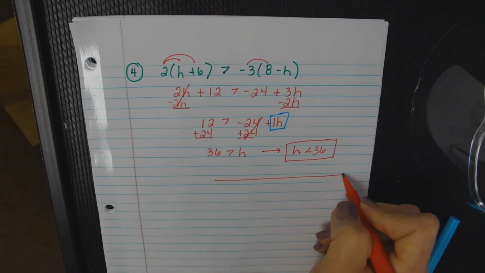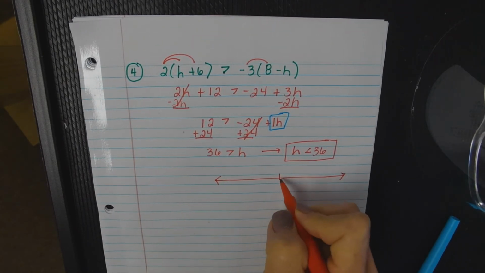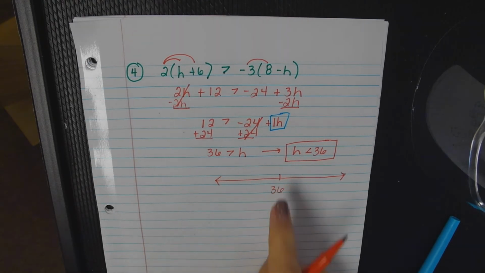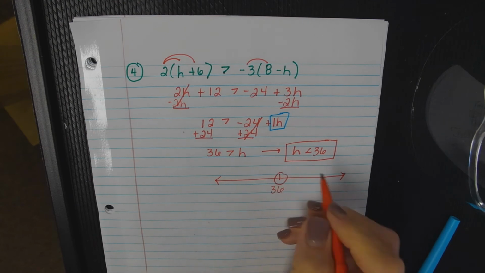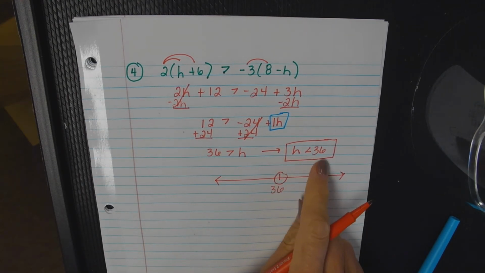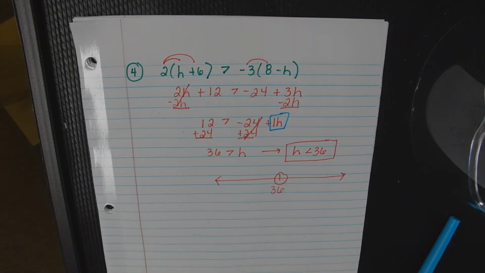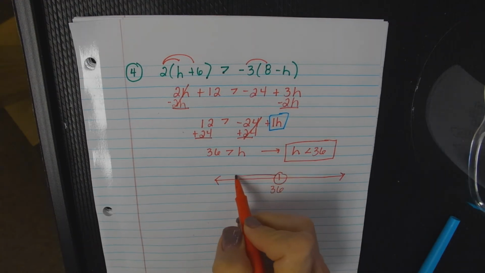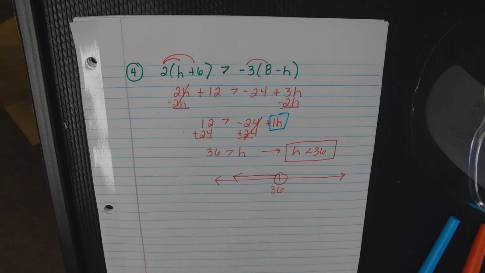Just a refresher, graphing. Here's my 36. Is this an open or closed circle? Open. Open, good. H is less than 36. So common sense, think mentally. 36, it's down. Less than is this way. Okay. Same thing. And that is all she wrote.